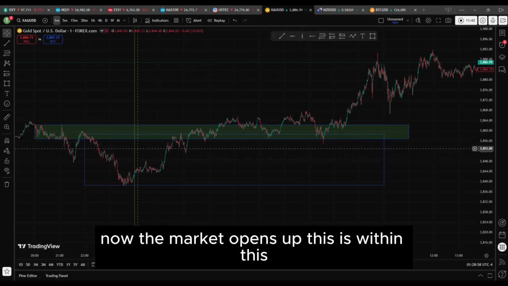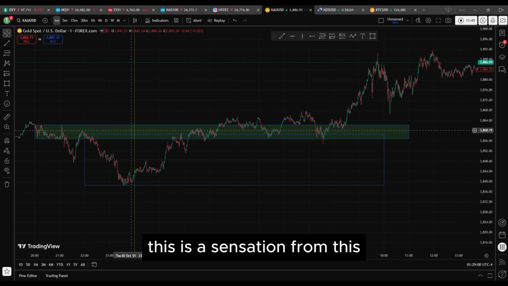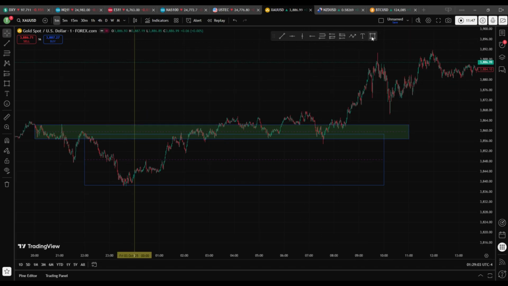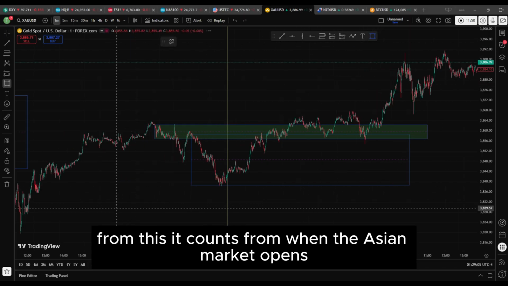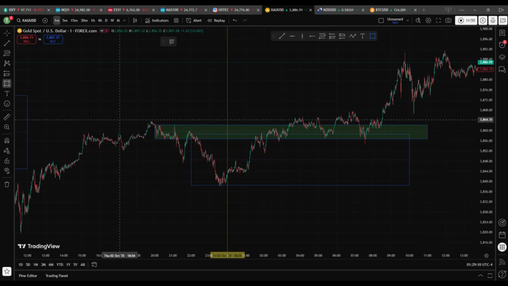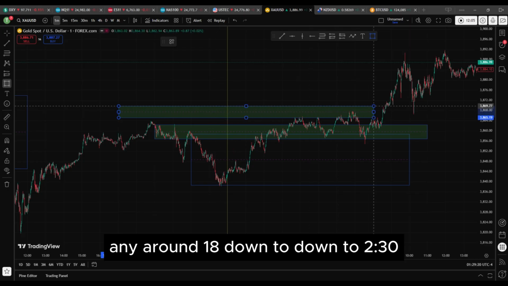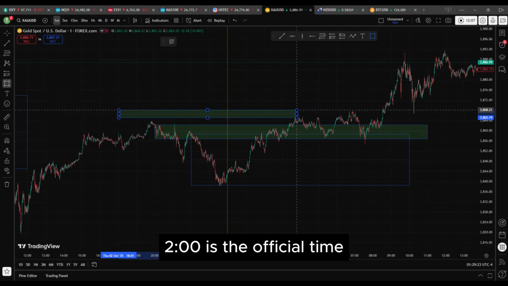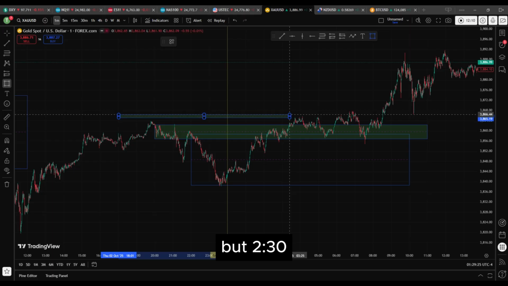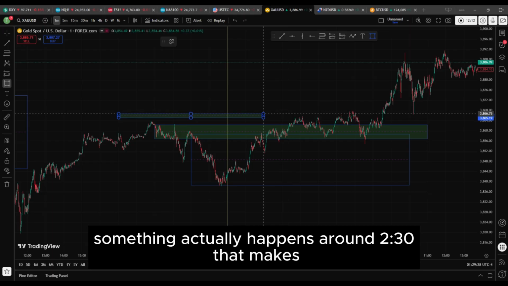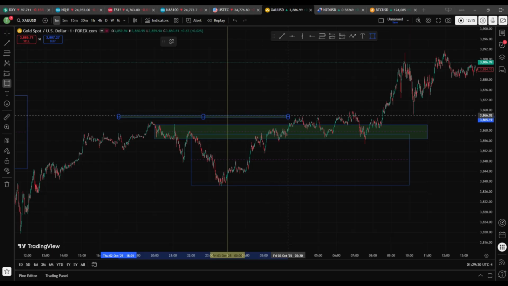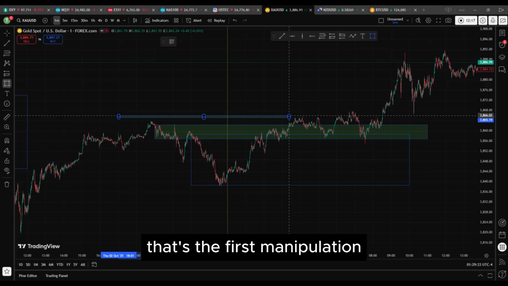Now, the market opens up. This is from when the Asian market opens, around 18 down to 2:30. 2 o'clock is the official time, but something actually happens around 2:30. That's the first manipulation. That's actually what happened there.